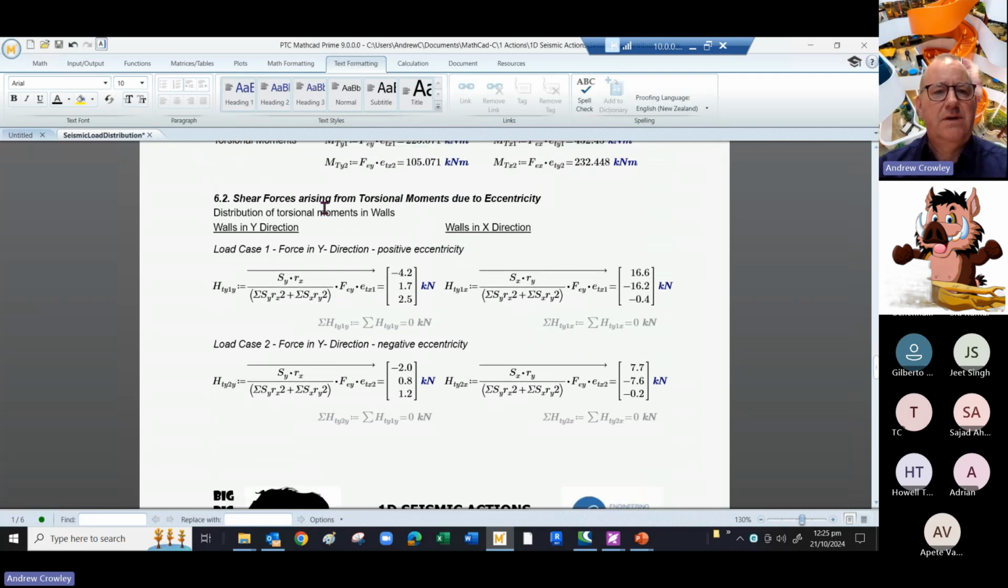Well, we look first of all in the y direction and use that formula that we showed above to distribute a horizontal shear. So we end up with a number of different load cases. First of all, we'll look at load case 1, which is the force in the y direction with positive eccentricity, and distribute using this formula here. So it's the rotational stiffness for the individual wall divided by the whole total multiplied by the moment.